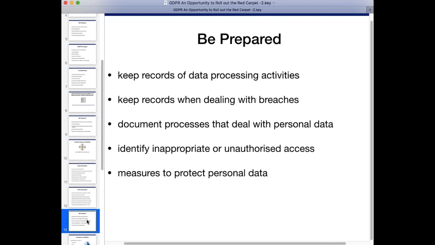So what can controllers and processors do to prepare? They should keep records of their activities, both normal operations and when dealing with breaches as well. So for collection and processing of personal data, document how data is collected, stored, transferred and erased.